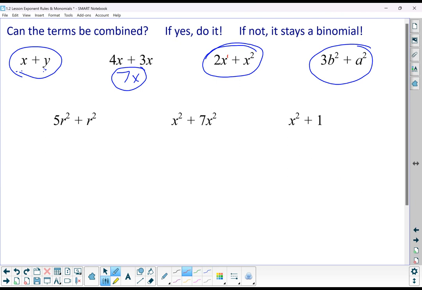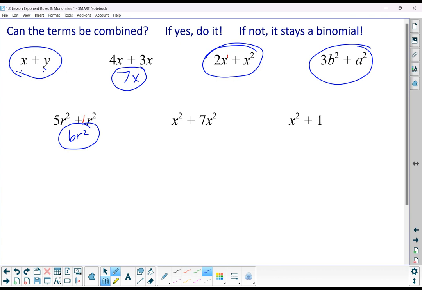For our next example, we have 5r squared plus r squared. Remember, if we don't see a coefficient on a term like this, it's a coefficient of 1. So this is 5r squareds added to 1r squared. They have the same variable r with the same power 2. So this would give us a total of 6r squared. So that one has a monomial answer.